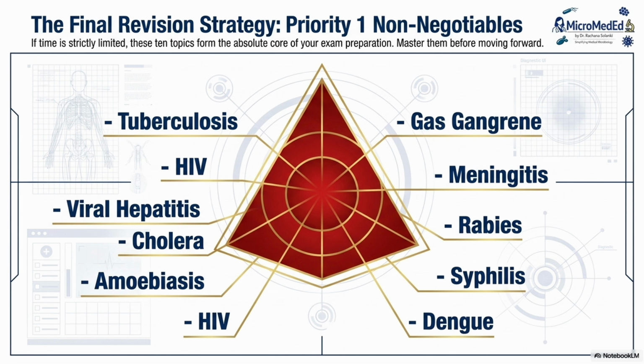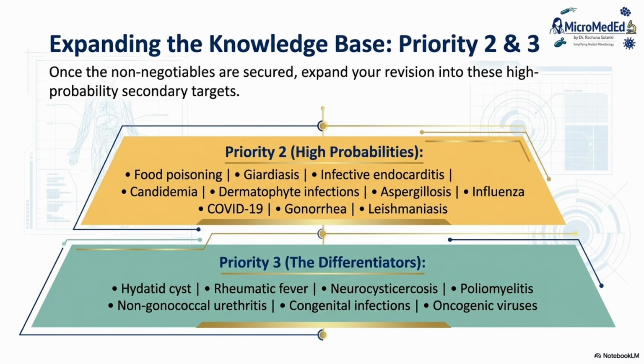Cholera, amoebiasis, gas gangrene, meningitis, rabies, syphilis and dengue. Now priority 2: food poisoning, giardiasis, infective endocarditis, candidemia, dermatophyte infection, aspergillosis, influenza, COVID-19, gonorrhea and leishmaniasis.